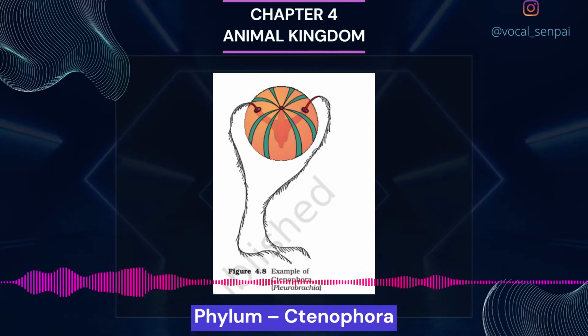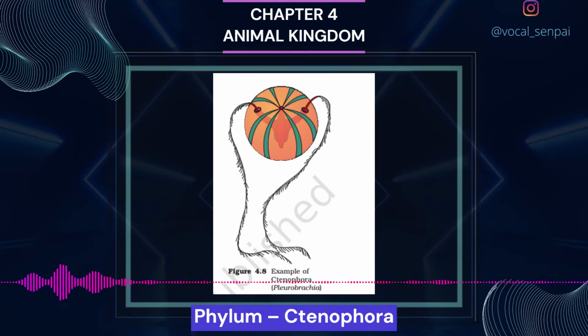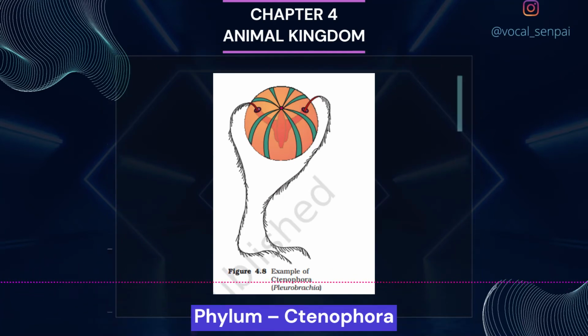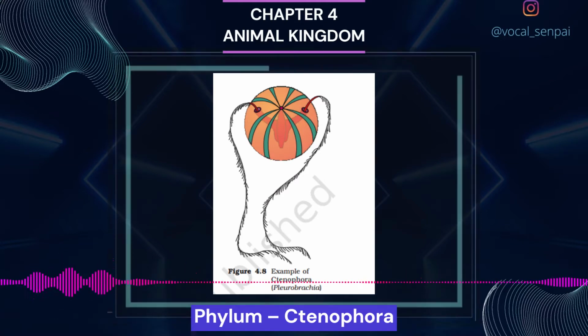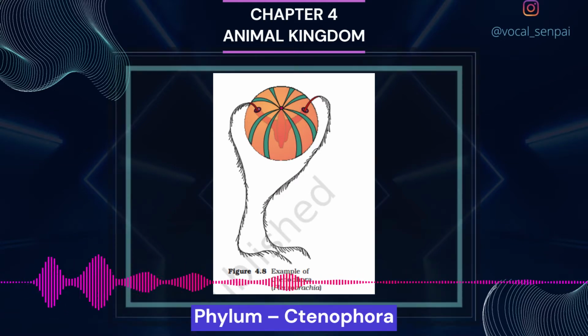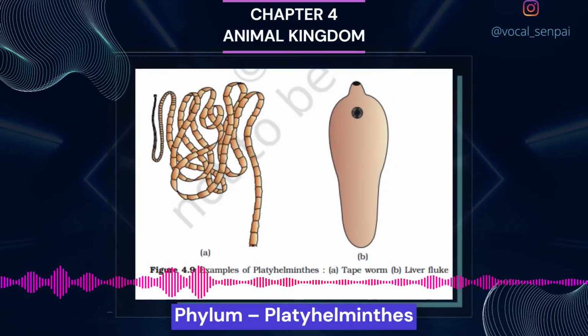Sexes are not separate. Reproduction takes place only by sexual means. Fertilization is external with indirect development. Examples: Pleurobrachia and Ctenoplana. Phylum Platyhelminthes.